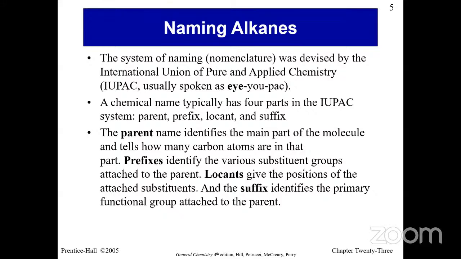Basically, when it comes to organic compounds, there are four parts: the parent part of the name, then the prefix, the locant, and then the suffix, right? Below here, they explain what each of these means. The parent name identifies the main part of the molecule and tells how many carbon atoms are in that part. The prefixes identify the various substituent groups attached to the parent. The locants give the positions of the attached substituents, and the suffix identifies the primary functional group attached to the parent.